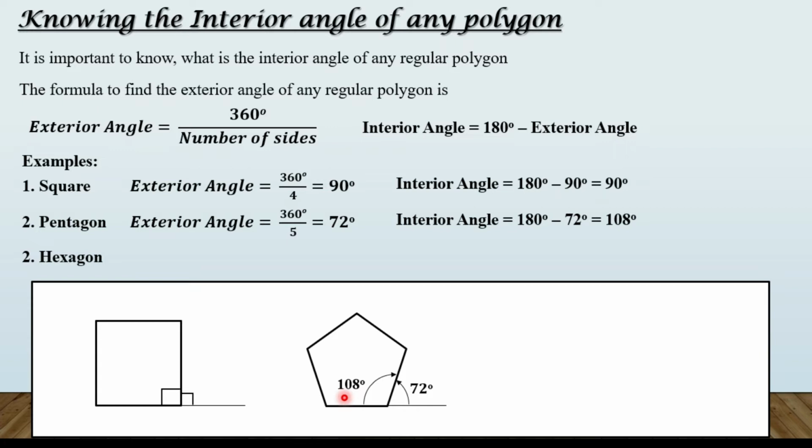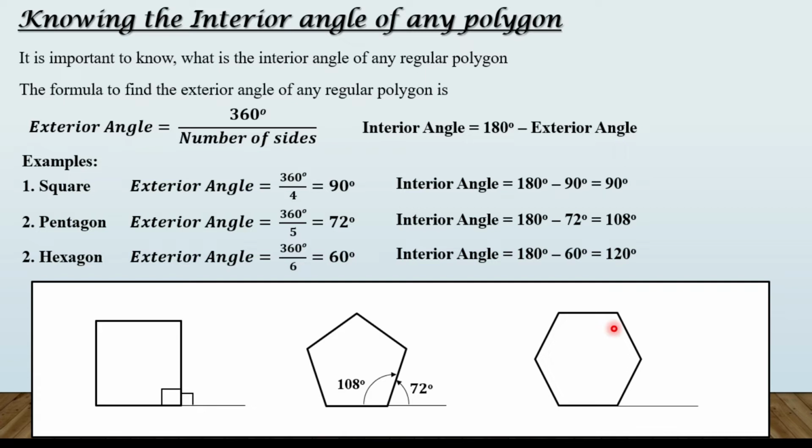In case of a hexagon, exterior angle: 6 sides we are having, so 360 degrees divided by 6 gives us 60 degrees. Therefore interior angle will be 180 degrees minus 60 degrees equals 120 degrees. So this is a regular hexagon. Exterior angle is 60 degrees, so internal becomes 120.